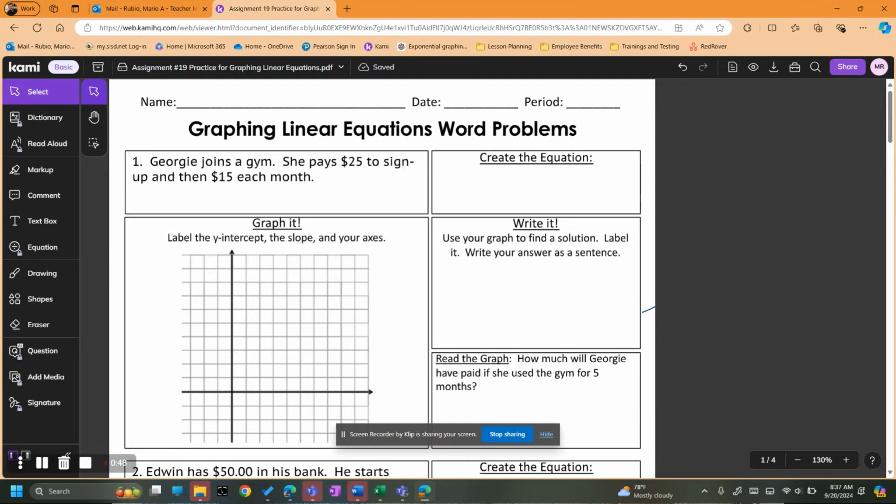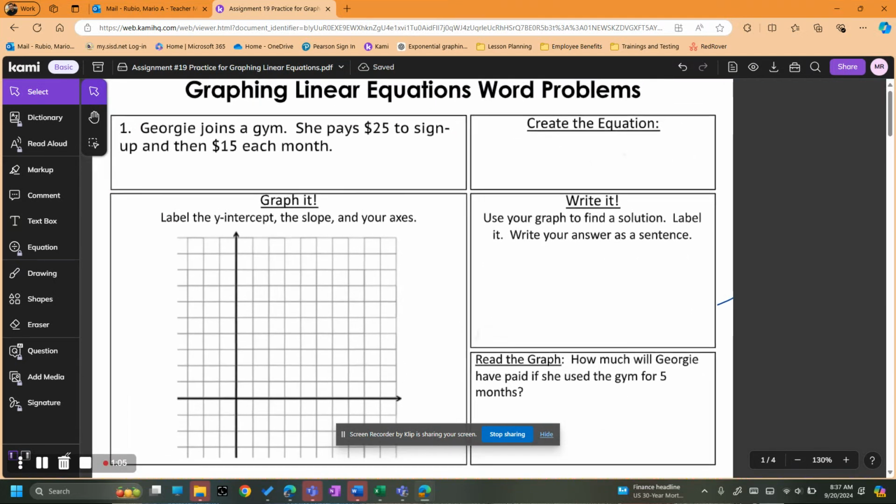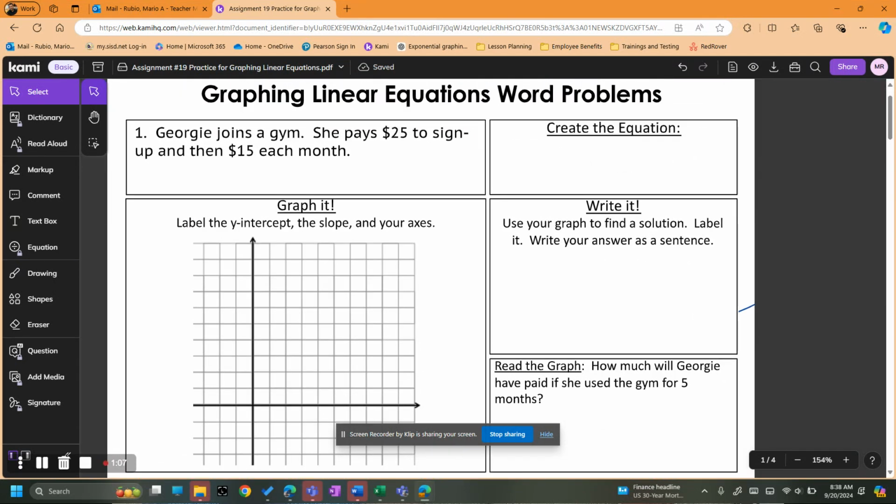So for today, we're going to look at graphing linear equations. These are word problems. They're a little bit more complicated because now we have to read through the problem and then identify the things that we need and what it is that it's asking us to solve. We also need to write the equation, and we need to graph, and then we need to answer some questions. So there's quite a few pieces to each one of these problems. Let's take a look at the first one.